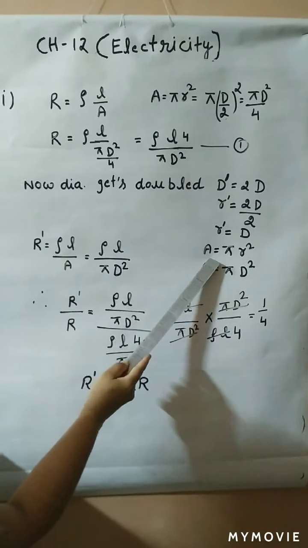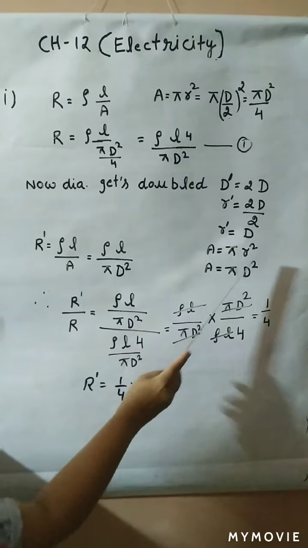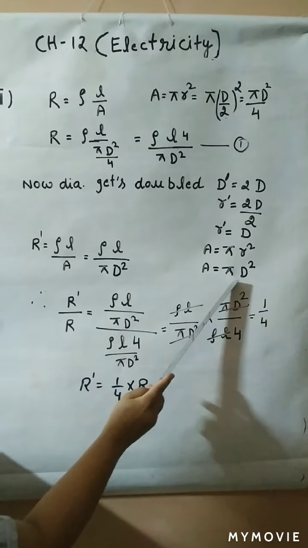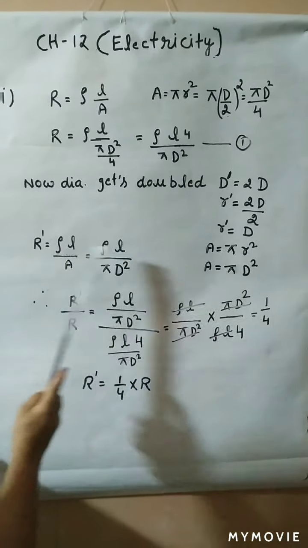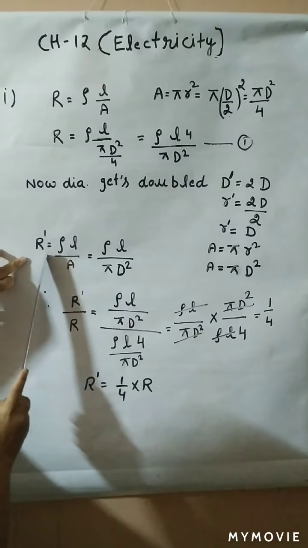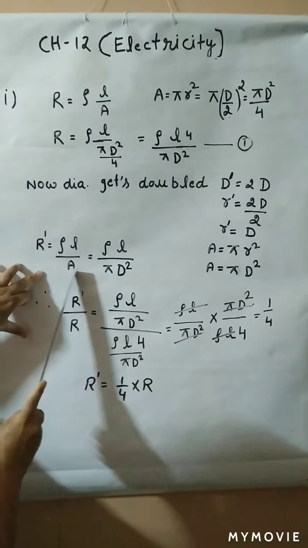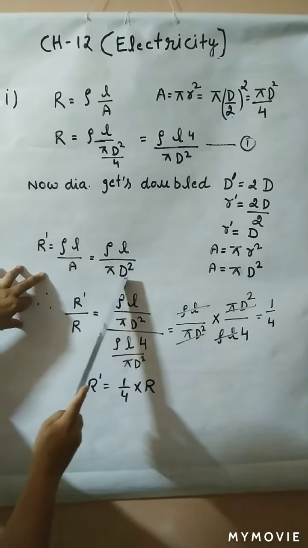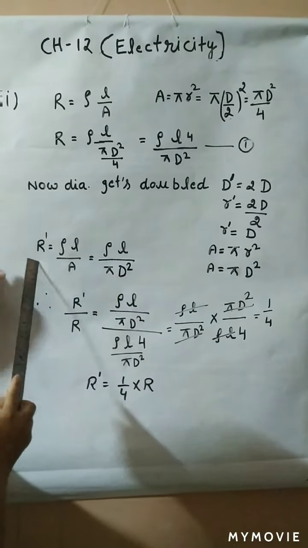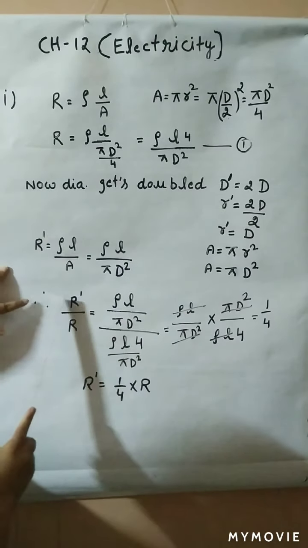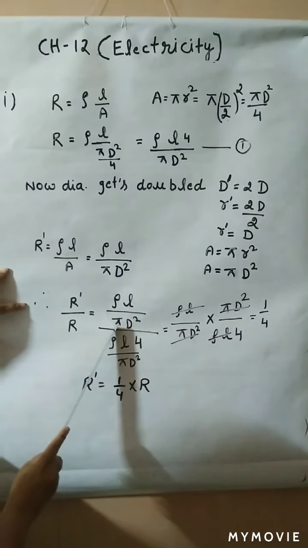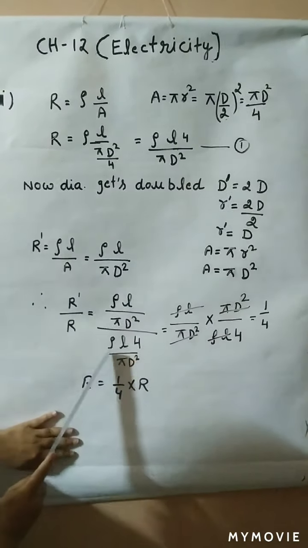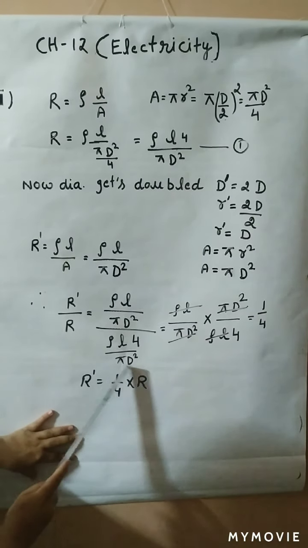What is the area formula, beta? Pi r square. So put the R value here, pi d square. So we will substitute this here. R dash is rho L upon A, rho L. What is the new area now? Pi d square. We have substituted it. Now we have to compare this R dash with R. So divide it: rho L upon pi d square upon rho L upon 4 pi d square.